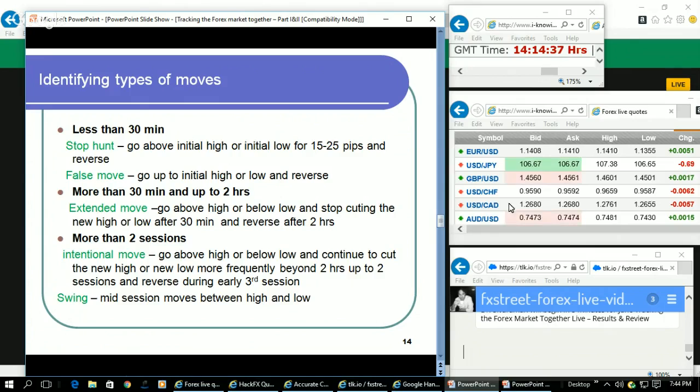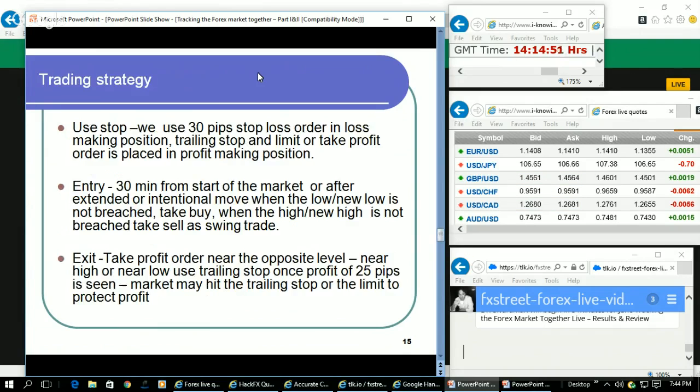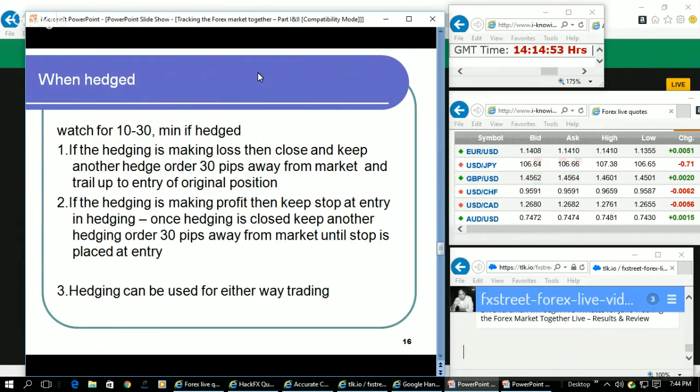So here you find that identifying the market trend with the help of the forecast and the market reading are vital. And after that, the trading strategy is very, very important. That is, once the position is hedged, we have to watch for 10 to 30 minutes and find out how exactly we can handle the position. We should not become upset once the position is hedged.